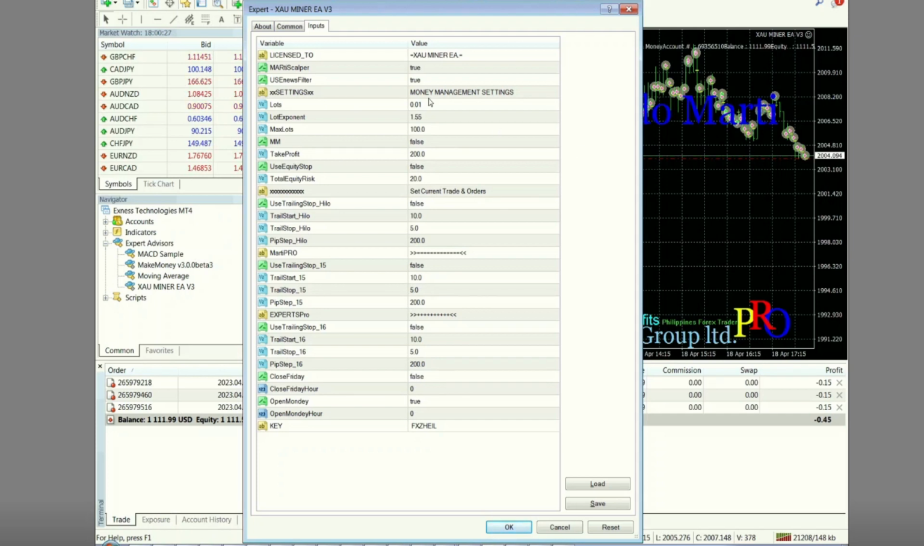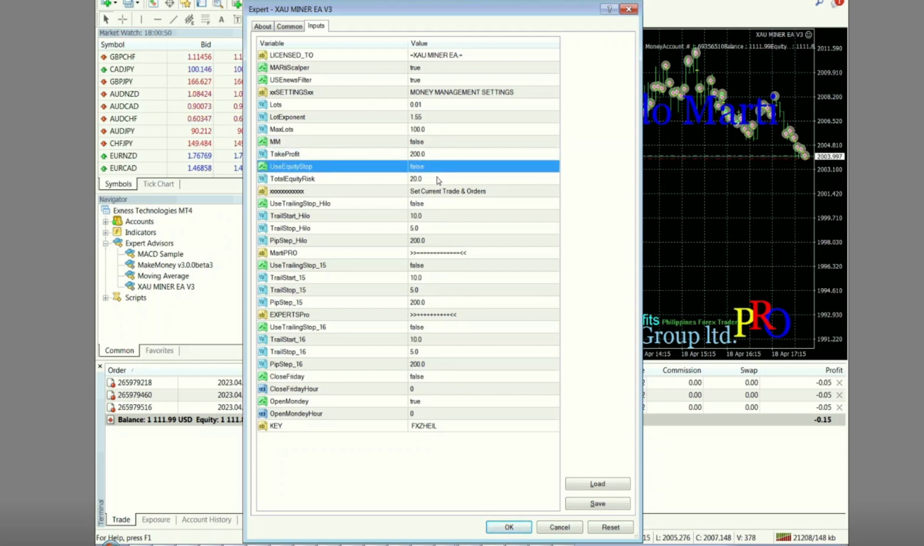For the default setting, using lots starting from 0.01, the lot will increase by 1.55 in the next open position. Maximum lot setting up to 100 lots. Take profit 200 points. You can also change this take profit setting. For 200 profit points, you get 0.20 USD.